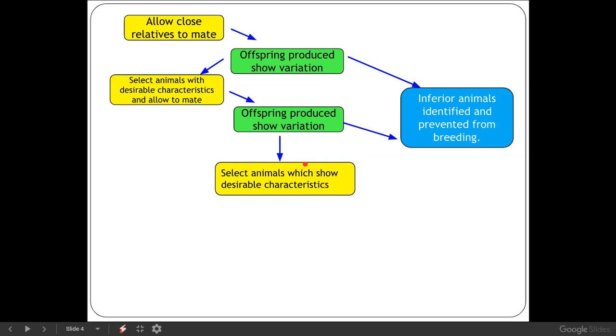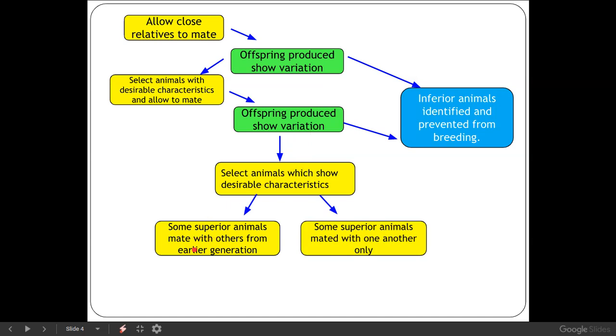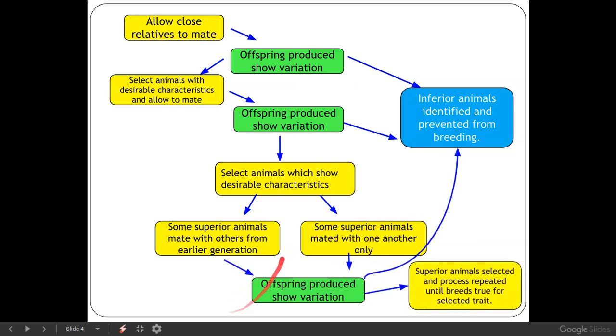At this point, we've got a couple of choices though. We can take our superior animals and mate them with others from the earlier generation. So they might not be the same generation. We might be able to take them from up here or up here, one of these lots of offspring, one of the ones that have shown some desirable characteristics. We could also mate them with one another, so just within that generation. Again, those offspring are then going to produce some variation, and we're going to take out the ones we don't want, and the ones that we do want, we're going to repeat that process until it breeds true for whatever trait it is that we're looking for.